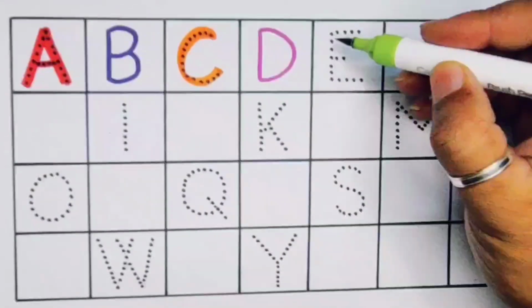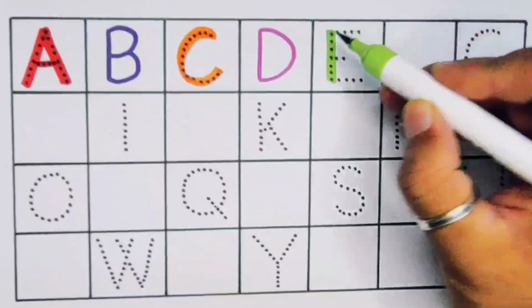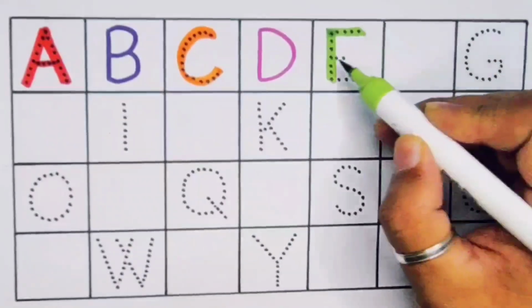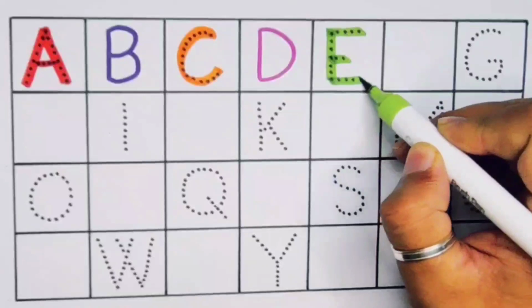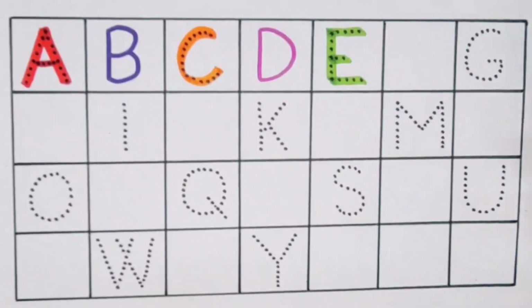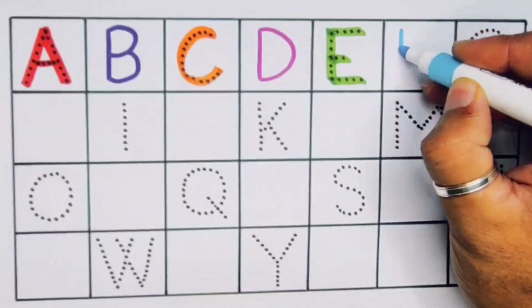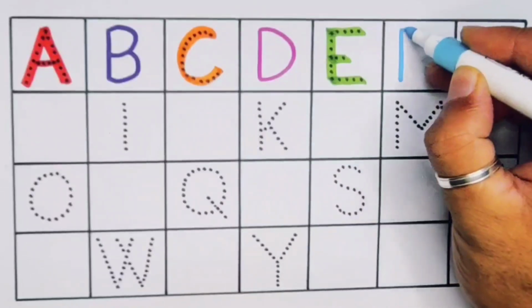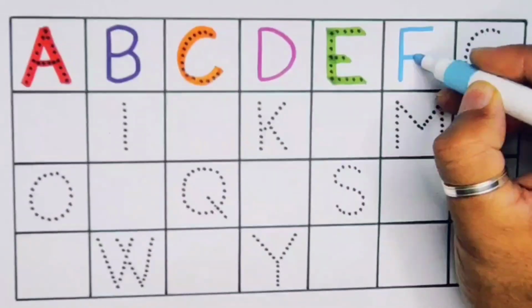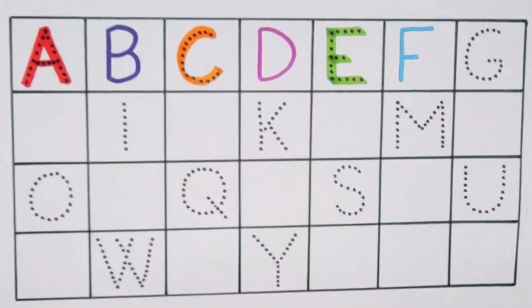Next E. E for elephant. Next kids F. F for fish.